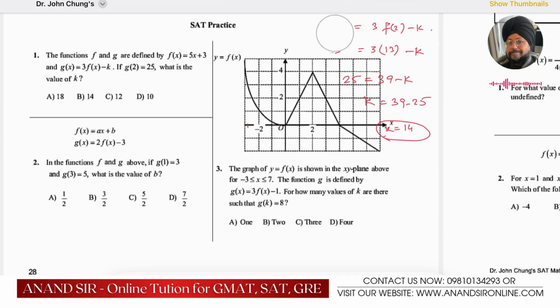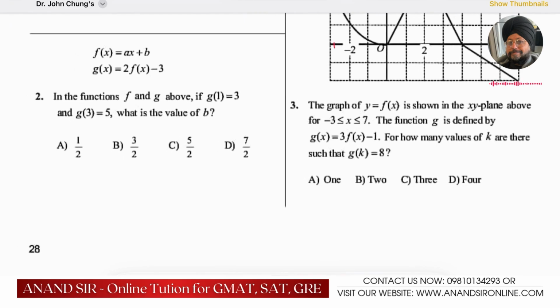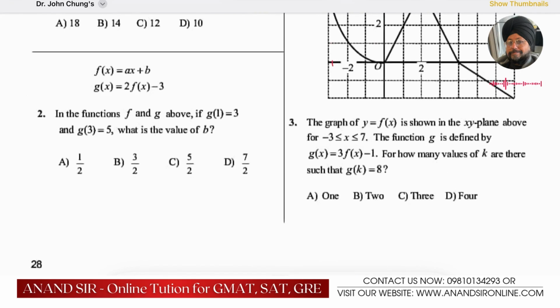Now again, you can pause your video before seeing the second question. Now the second question says f(x) = ax + b, g(x) = 2f(x) - 3, g(1) is 3 and g(3) is 5. What is the value of b? We need to find the value of b. g(1) is 3. What is g(1) here? g(1) is 2f(1) - 3 and it is equal to 3. It means 2f(1) is equal to 6. It means f(1) is equal to 3.